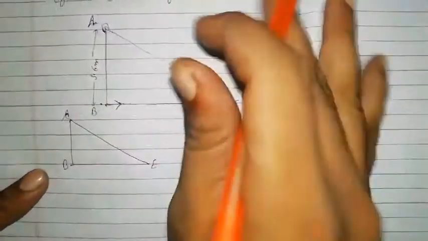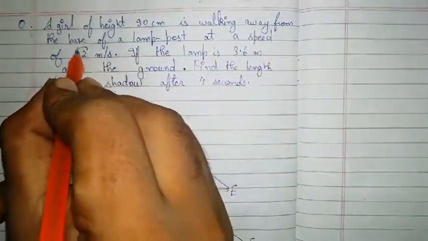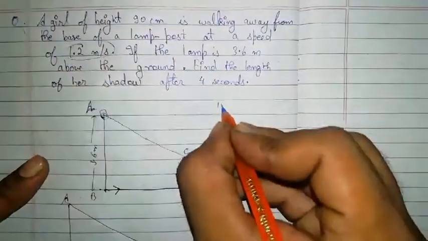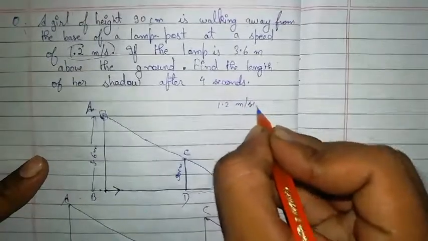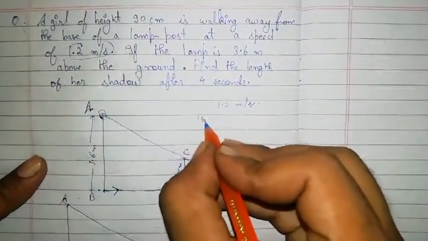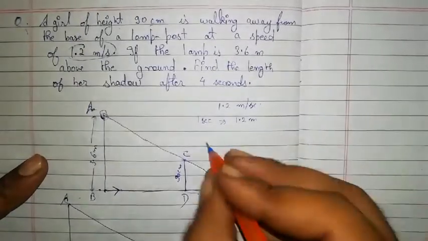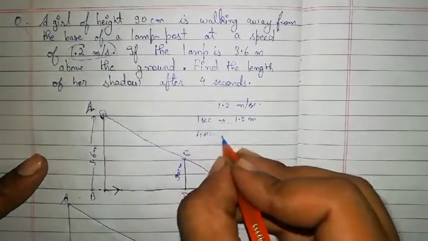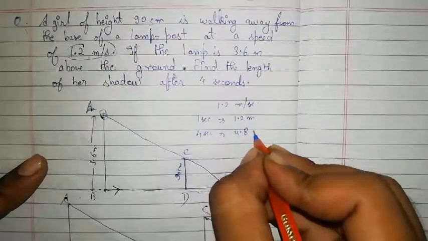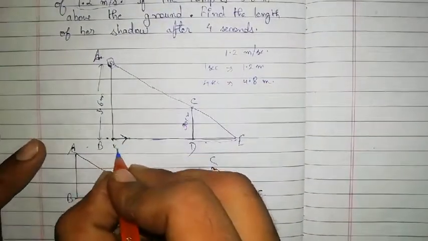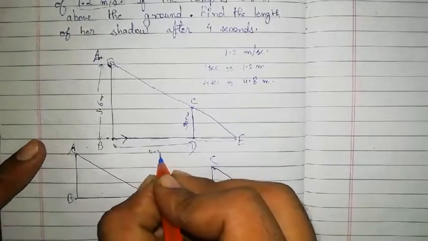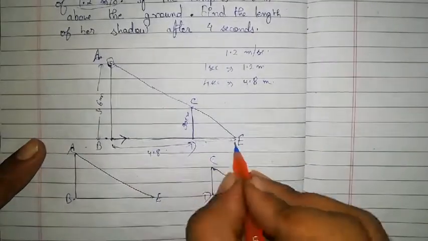First of all, look at the question. It says that the girl is moving with a speed of 1.2 meter per second. Means in 1 second she is covering 1.2 meter of distance. Means we can say that after 4 seconds she will cover 4.8 meter of distance. Means from this point B to D is what? 4.8. We have to find the distance of her shadow.